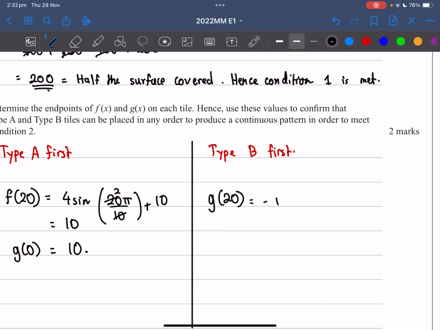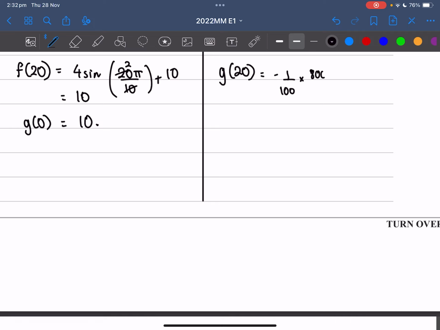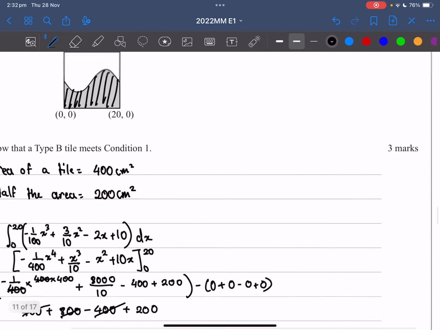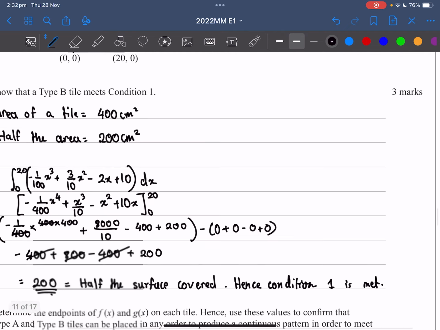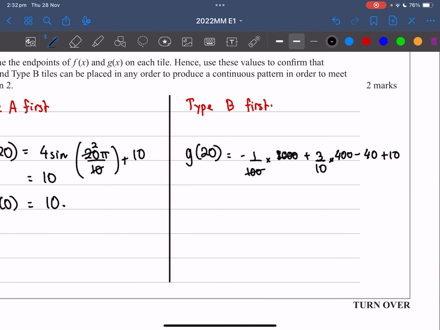Okay, so that will be minus 1 on 100 times 20 to the power of 3, which is 8,000, plus 3 on 10 times 400, take away 2 times 20, which is 40, and plus 10. So that and that would cancel out, so 80. So minus 80, and this and this would cancel out to 40, plus 120, minus 40, plus 10. So minus 80 and minus 40 would add up to minus 120, so all of this would cancel out, leaving us with 10.